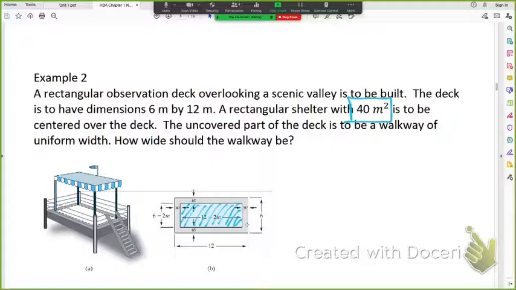How do you find the area of a rectangle? Length times width. So let's take a look at that blue part that I've kind of shaded in there. What is the length of that blue part? The whole thing is 12. What's the length of the blue part? 12 minus 2w. So that's the length. What's the width? 6 minus 2w.